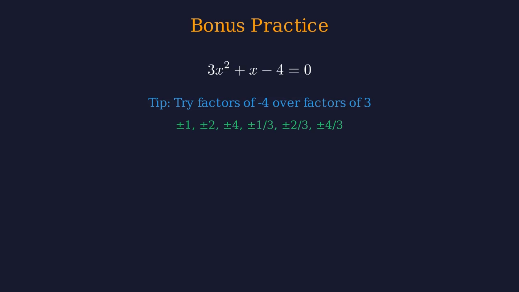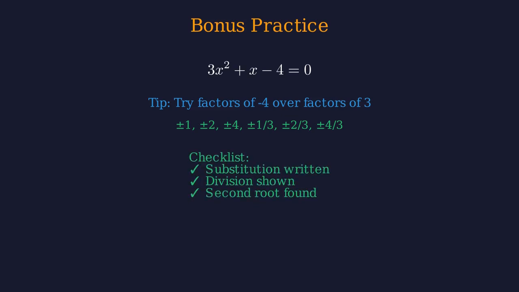Bonus practice. Try this now with a 3-minute timer. Question: solve 3x squared plus x minus 4 equals 0. Tip: list likely rational roots from factors of minus 4 over factors of 3. Try the easy ones by substitution. Show the substitution, then divide by the factor you find and solve the remaining linear factor. Stop after 3 minutes and mark which steps you managed. Substitution written, division shown, second root found.